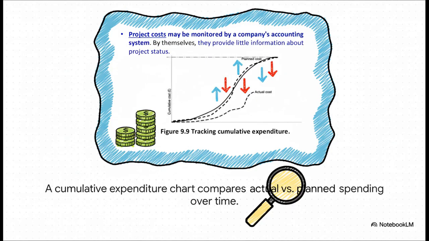A great, simple tool for this is the cumulative expenditure chart. See that solid S-curve? That's your plan, your budget over time. And the dotted line, well, that's reality. That's what you've actually spent. If that dotted line starts creeping above the solid one, you know right away you're over budget. It's a really simple but powerful health check for your finances.